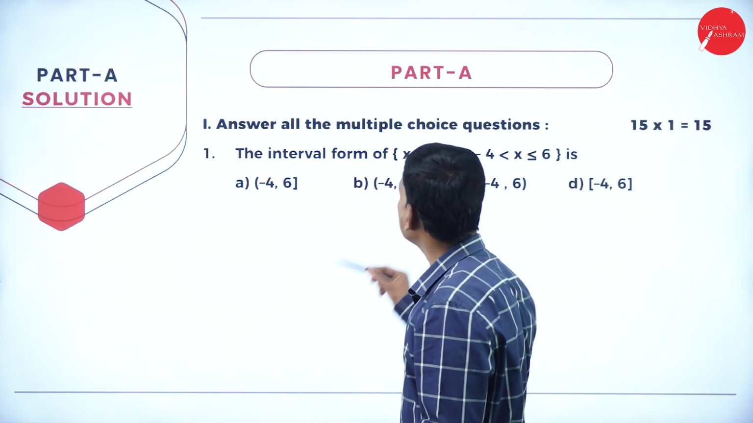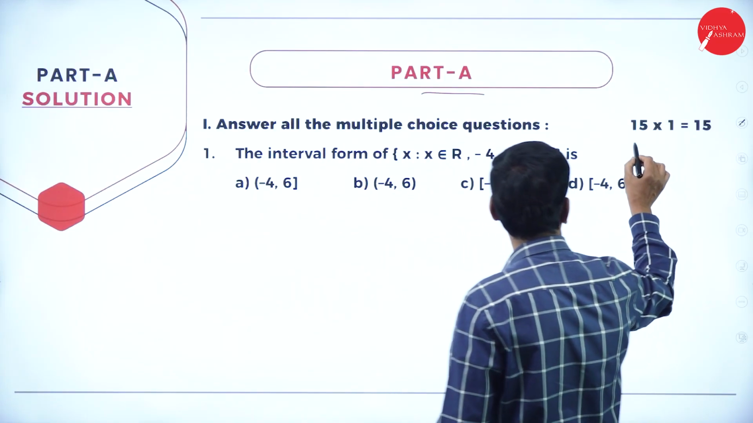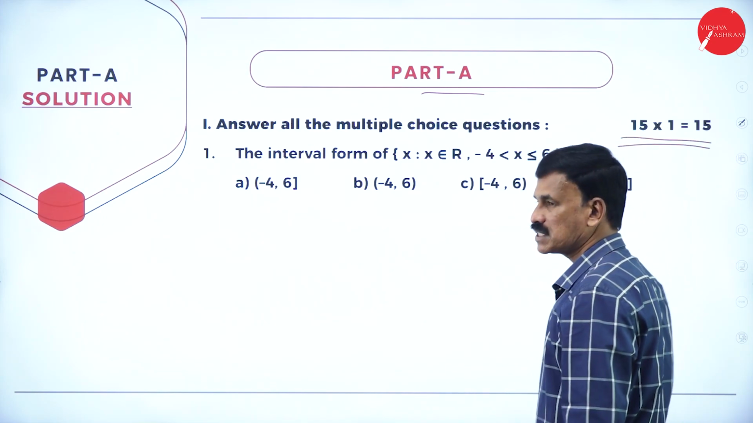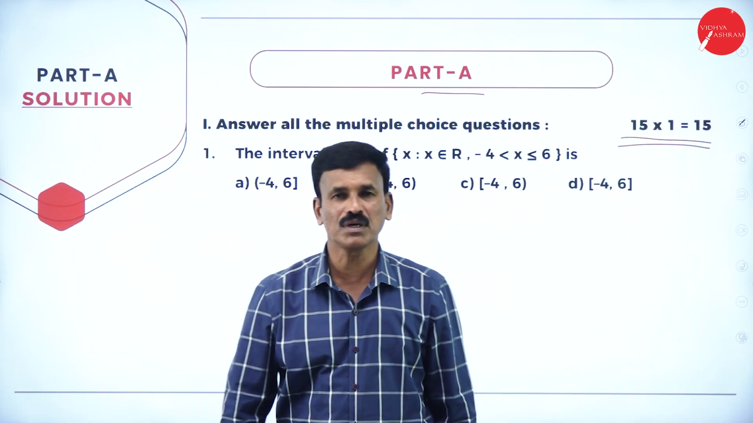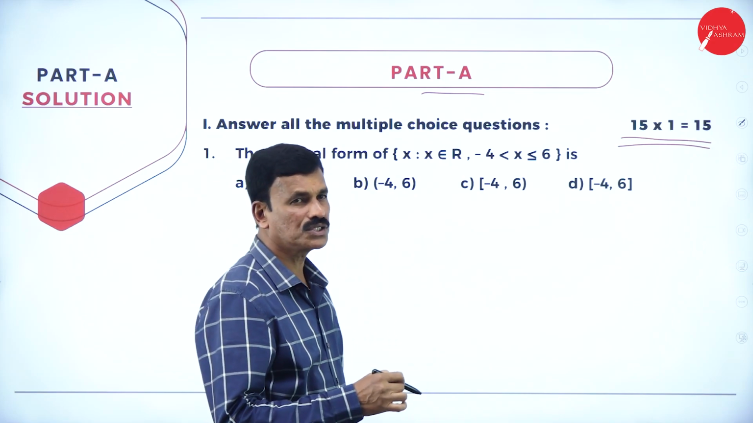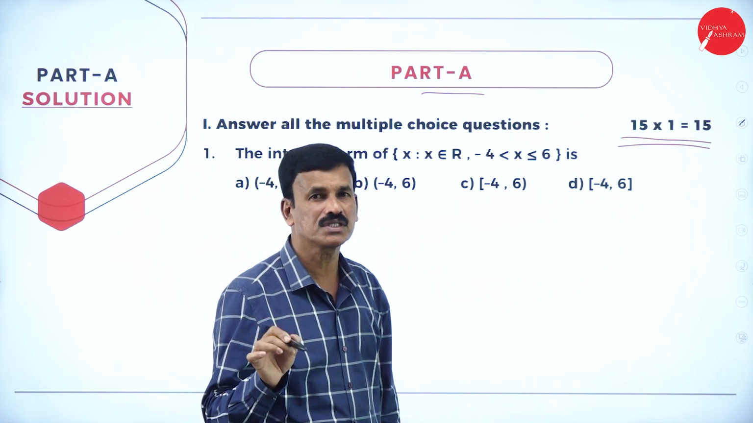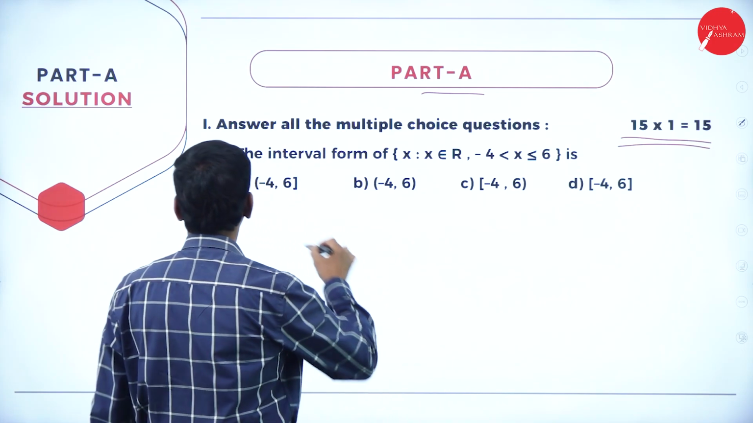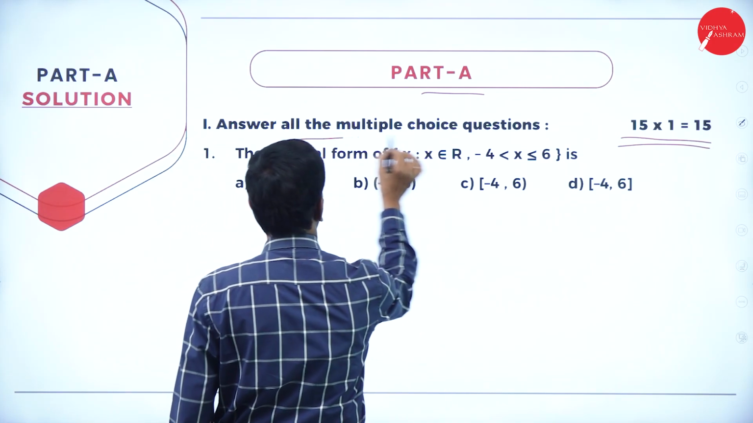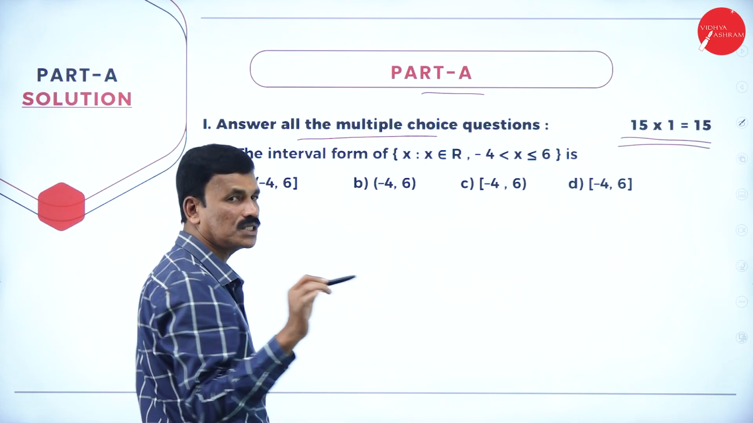Now move on to the part A. In part A there are 15 questions. Each question carries 1 mark. So, MCQ, multiple choice questions. One question followed by 4 multiple choice answers. So, we have to select one answer from this. Now, the first problem, answer all the multiple choice questions. Each question carries 1 mark.